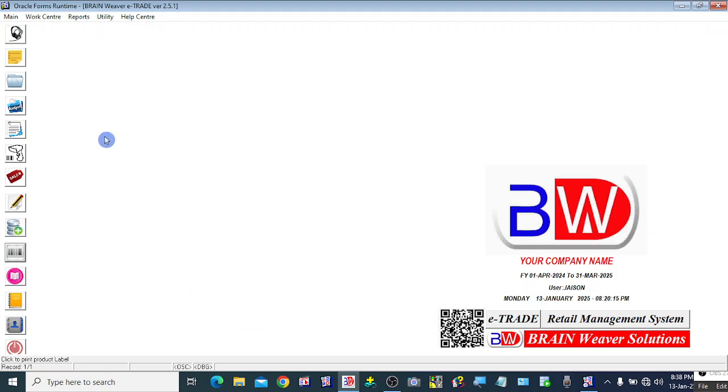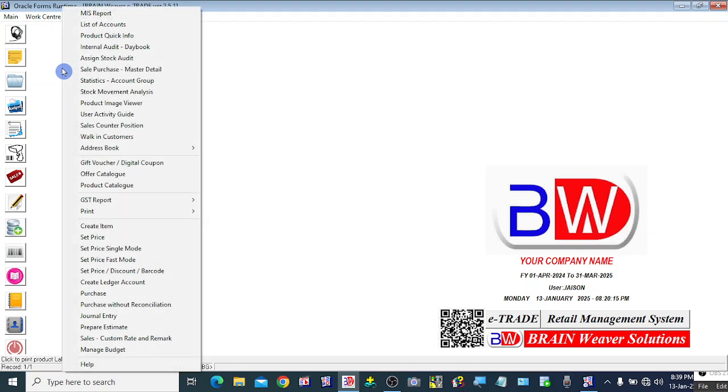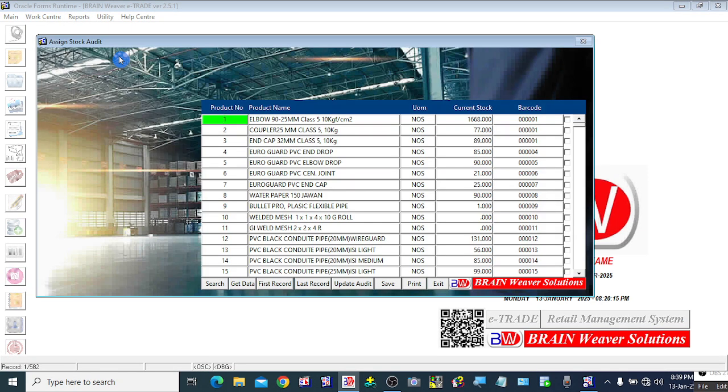The another feature is, normally all the businesses conduct physical verification of their stock at the end of each financial year. And if there is any mistake in the physical stock compared to the system stock, it will be found out at the time of internal auditing only.